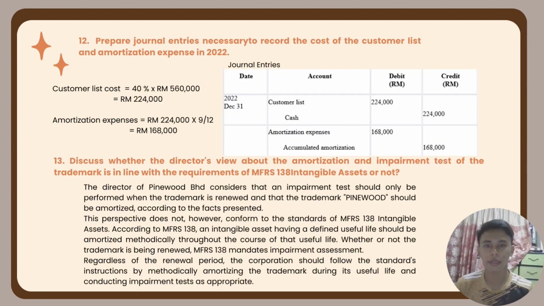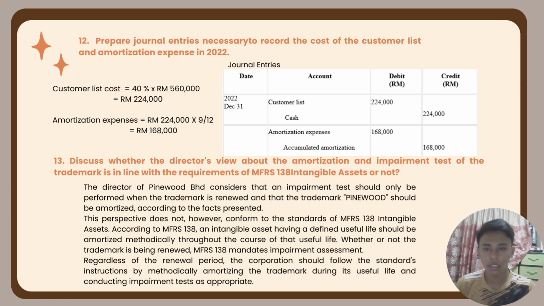12. Prepare journal entry necessary to record the cost of the customer list and implementation expense in 2022. Customer list cost: 40% multiplied by RM 560,000, we get RM 224,000. Implementation expense: RM 24,000 multiplied by 9 divided by 12, we get RM 168,000. After that, we need to open the journal entry. For the first, the debit is customer list and the credit is cash with the value for debit and credit of 224,000. For the second journal entry, amortization expense is the debit and accumulated amortization is the credit, with the value for debit and credit of 168,000.